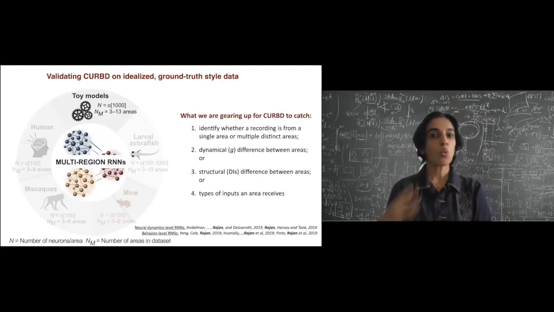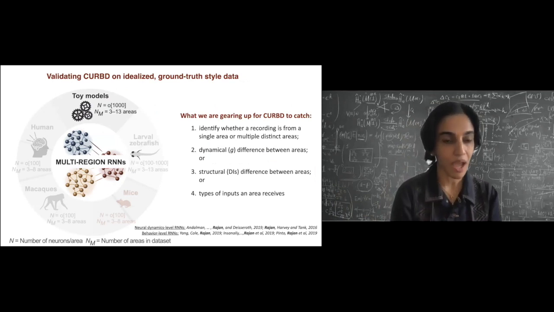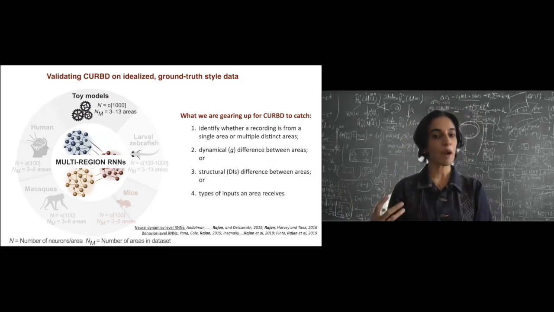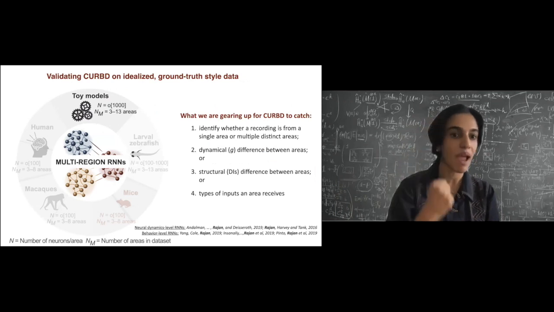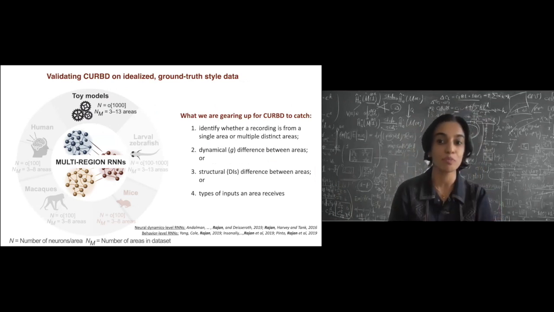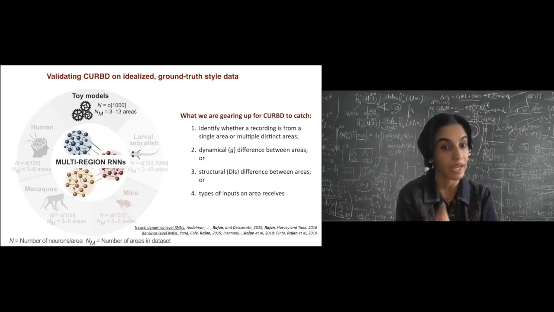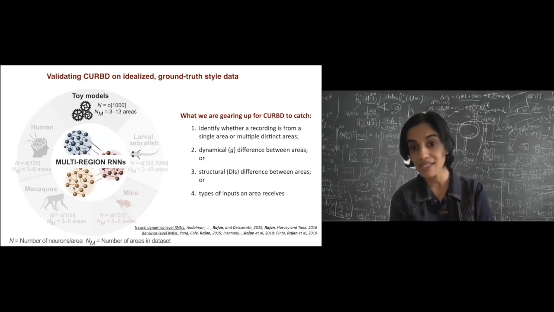Right, so what are we building this method up to do? Let's say experimentalists show up and give me a grab bag of neurons. They just say, here's all the activity we recorded on this particular experiment. What I would like for this method to be able to do is to identify whether a recording is from a single area or multiple areas. We're not quite there yet.